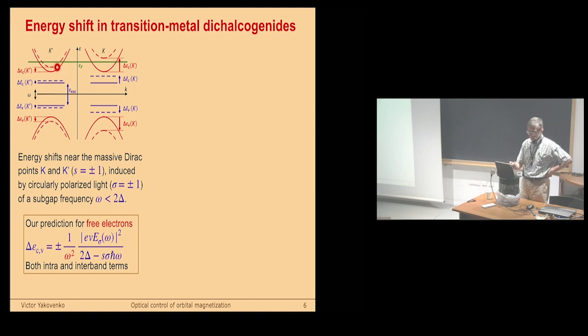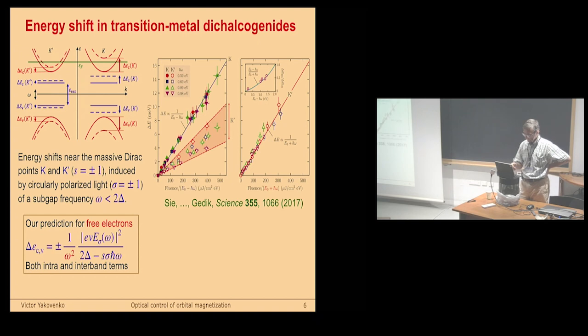Now the question is, can this be measured experimentally? Surely it can, and in a way it has been measured, although there are some caveats. There are well-known experiments done by the group of Gedik at MIT in 2017, where they actually measured energy shifts. However, there is a caveat. The caveat is that this system has excitons, and what they measured is actually the energy shift of the exciton frequency.